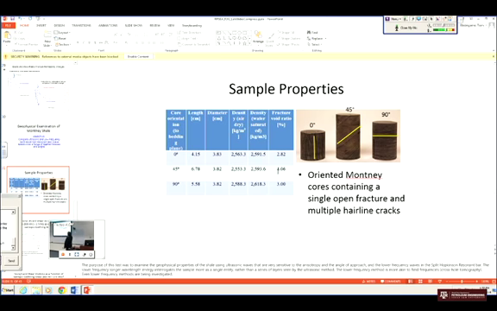The cores that we use, the oriented Montney cores, have a single open fracture, and this is oriented according, well, it depends on how you take the core. They also have multiple hairline cracks, which we don't know if they're native or stress release fracture development after we took the core out of its natural bed. So you see we have different angles over there, 0, 45, 90 degrees.